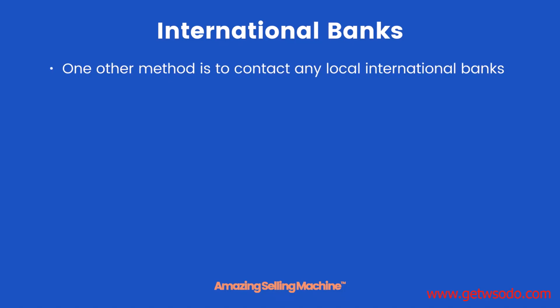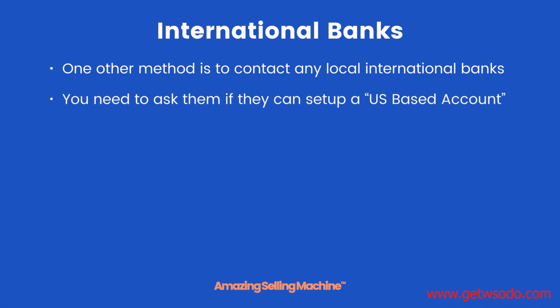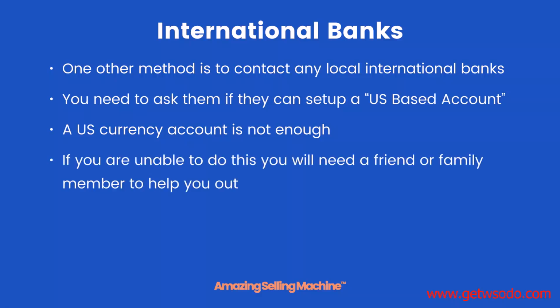International banks. Now, if you're in Group 3, one other method is to contact any local international banks. You need to ask them if they can set up a US-based account. It's very important you use that exact terminology. A US currency account is not enough. In other words, a US dollar account. It must be a US-based account. Now, if you're unable to do this, you will need a friend or family member to help you out and set up an account for you in one of the Group 1 countries.